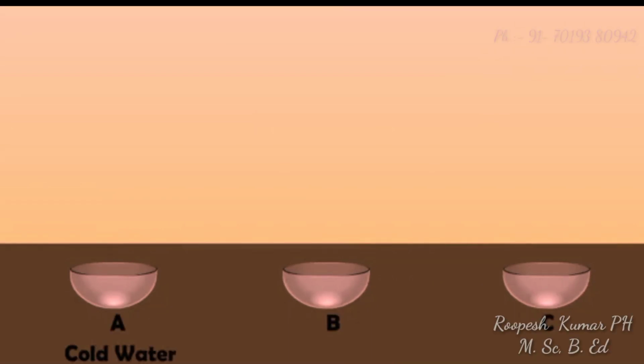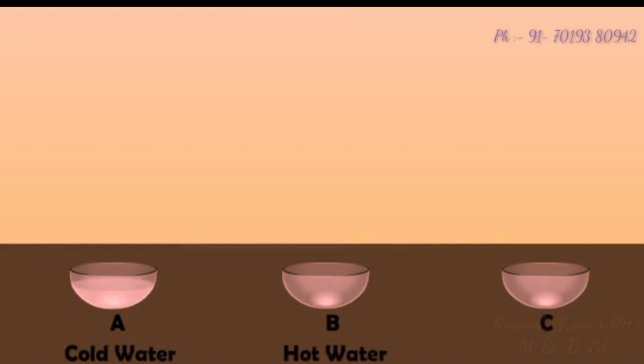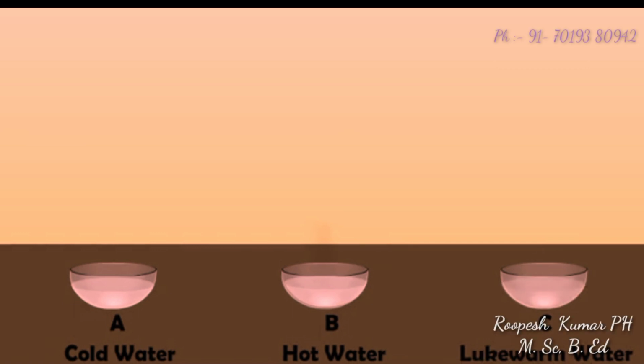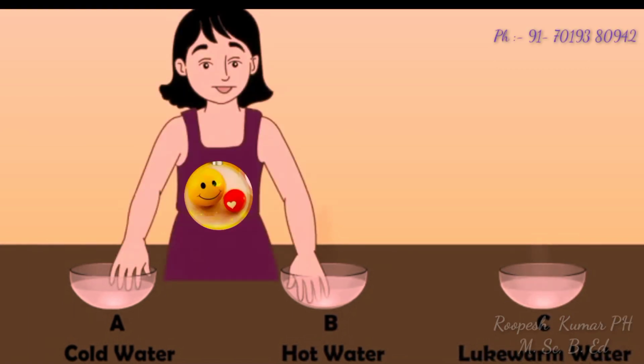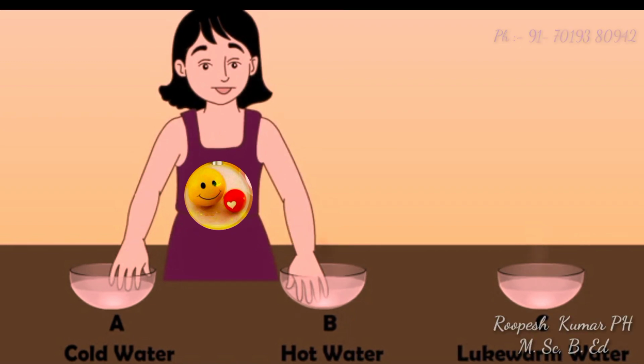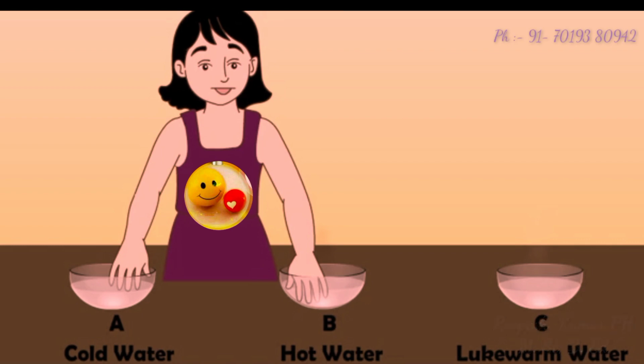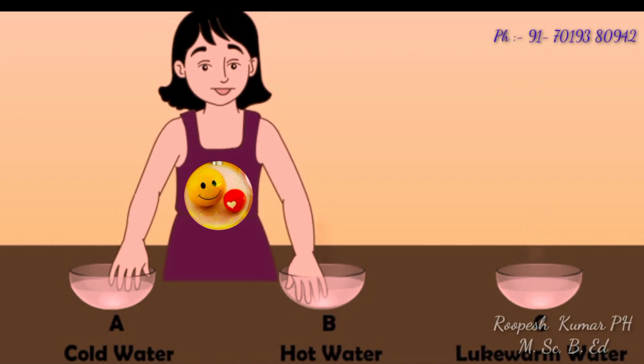Hot and cold. Take three bowls A, B and C. Put cold water in bowl A, hot water in bowl B, and lukewarm water in bowl C. 1. We dip our right hand in cold water in bowl A and left hand in hot water in bowl B. Keep the hands in this way for about 2 or 3 minutes.